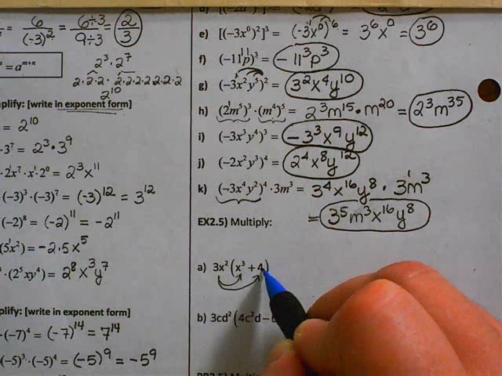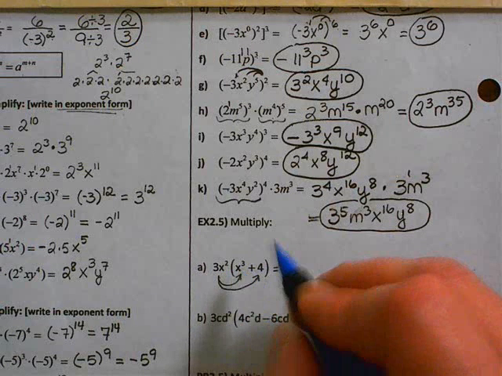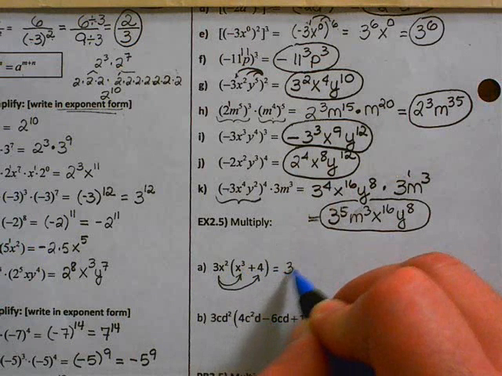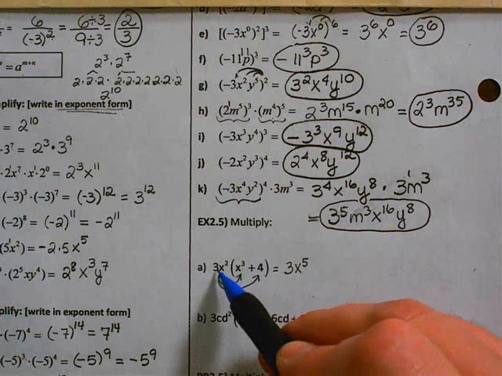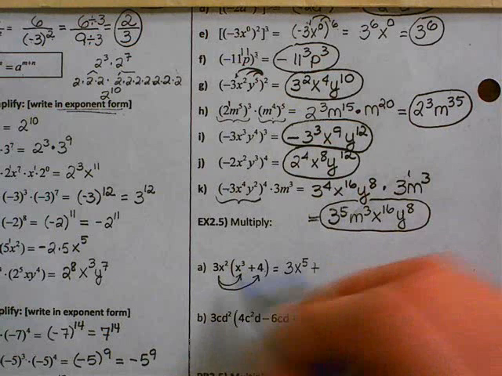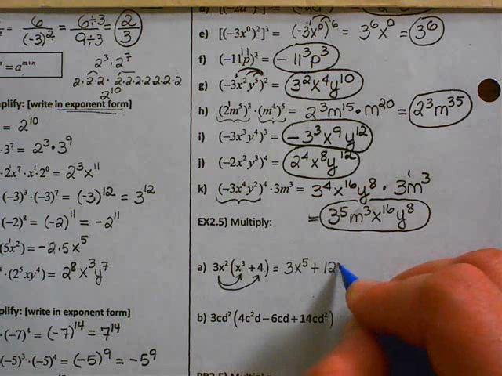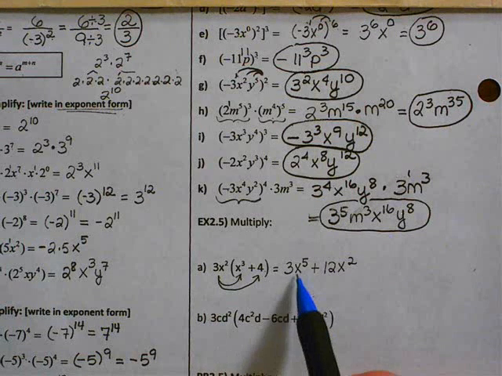So I have 3x squared times x cubed is 3x to the 5th. And then I do 3x squared times 4, is 3 times 4 is 12 x to the 2nd. Okay? Now, I cannot combine these two because they have different exponents, so that means my answer is that.